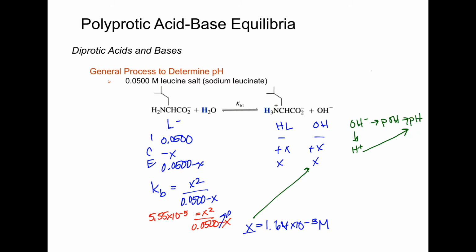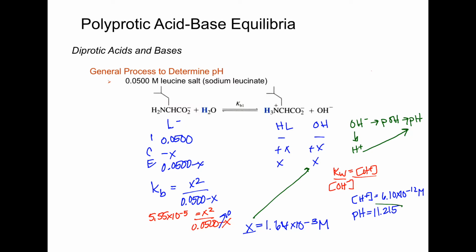So what I did is I said that Kw is equal to the hydrogen ion concentration times hydroxide, so Kw divided by hydroxide is equal to H. And when I put in my numbers there, I got that the hydrogen ion concentration was equal to 6.10 times 10 to the negative 12th molarity. And if I take the negative log of that to get pH, it would be 11.215.